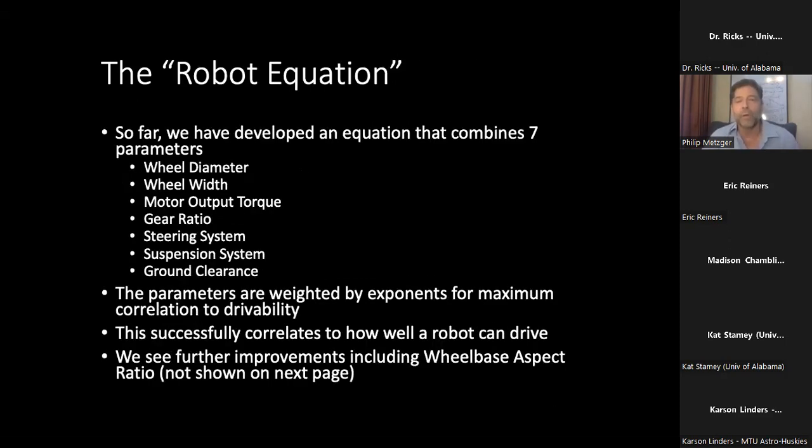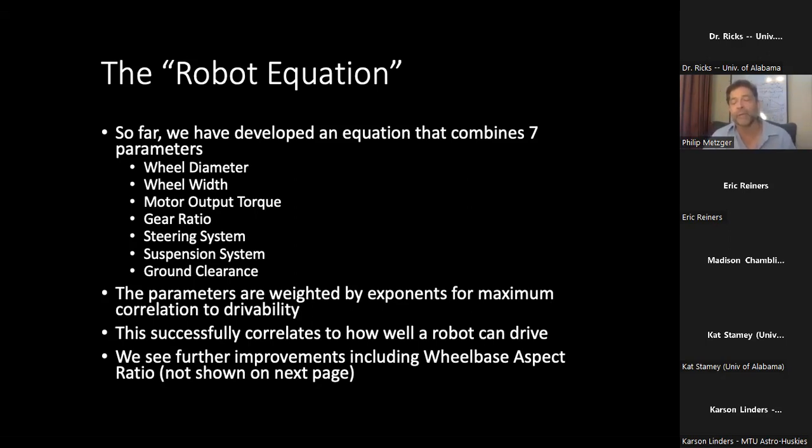So what we did was we dug into the data and tried to come up, using a purely empirical method, with some combination of the parameters that would correlate to drivability. And what I'm going to show you is an equation based on 7 parameters: wheel diameter, wheel width, motor output torque, gear ratio, steering, suspension, and ground clearance. These parameters are weighted by different exponents, and we chose the exponents empirically.